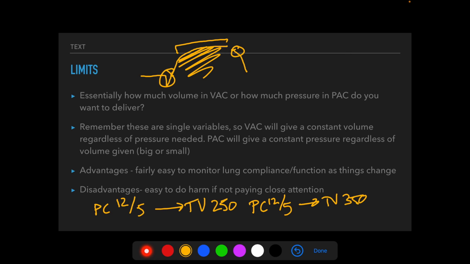But let's say I'm not paying close enough attention. I'm 12/5 today, tidal volumes at 250. The patient has this fantastic recovery. They're still at 12/5. Nobody's checked in on them on the vent. The next day, they're now getting volumes of 650. Well, now we're starting to worry about trauma and giving way too big of tidal volumes and doing damage. So easy to do harm if you're not paying close attention, but also very nice to be able to follow lung mechanics as recovery or regression may occur.